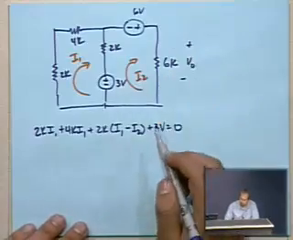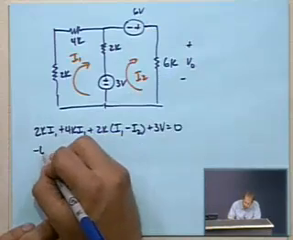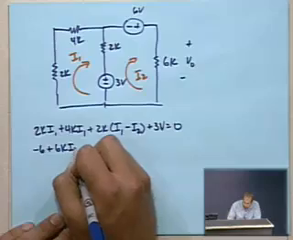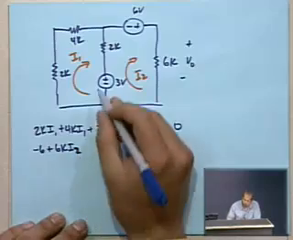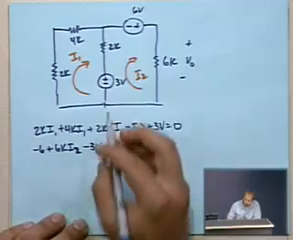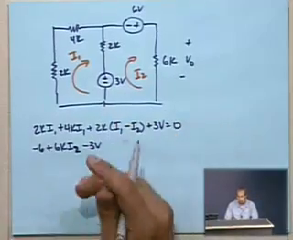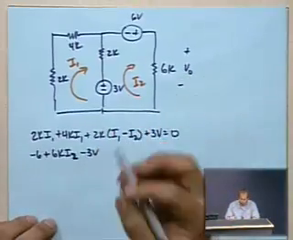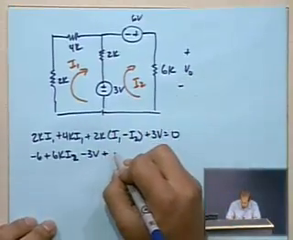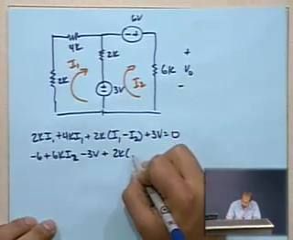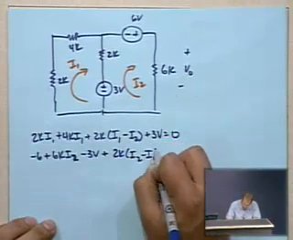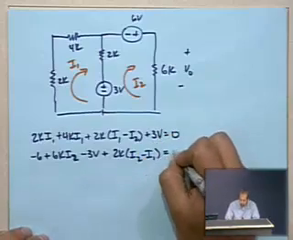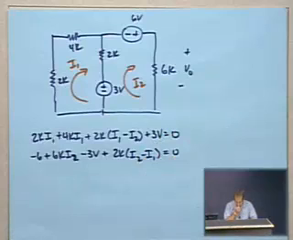Going around the second loop, we run into the negative 6 volt terminal first. We've got 6K times I2. Then we run into the negative terminal of the 3 volt source. And again, you can think about it: forget the polarities, just say I'm working with I2. So we've got 2K times (I2 minus I1). Just put the mesh that you're working with first, and sum it to 0. So those are your two equations.